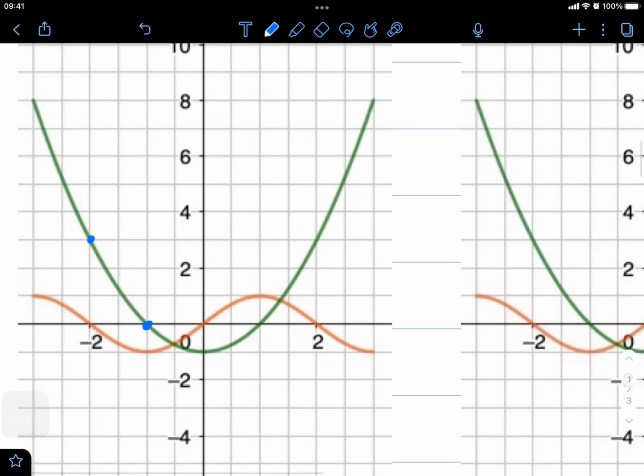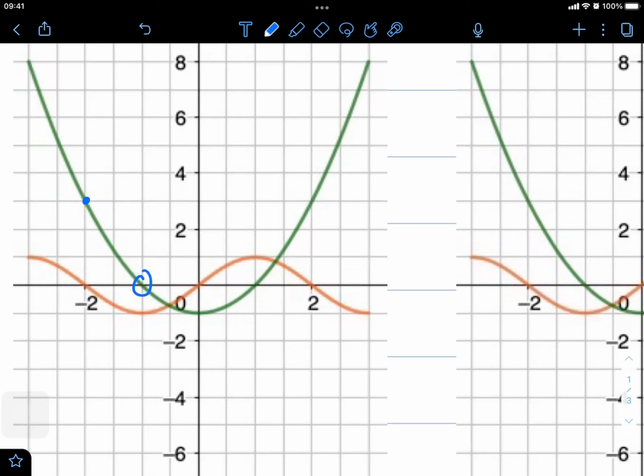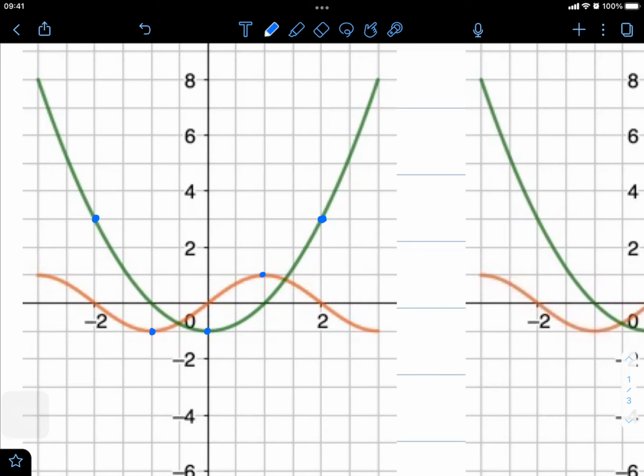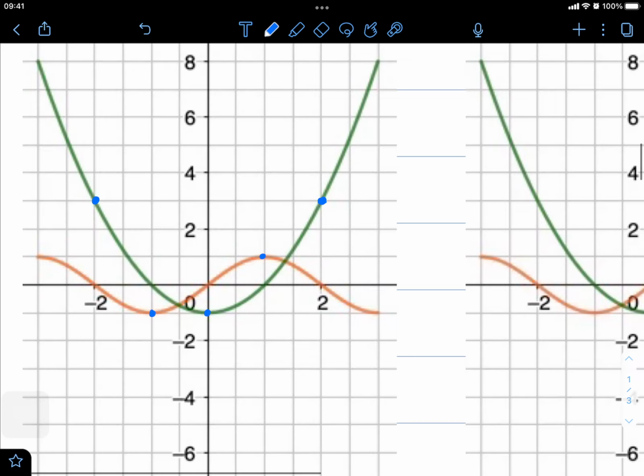Likewise for here, G is 0. 0 plus -1 is going to be -1. Another one here, 0 plus -1 is also going to be -1. 0 plus 1 is going to be 1. And 0 plus 3 is going to be 3. So using those points, we can already see a graph being formed. Hopefully you can see it as well.